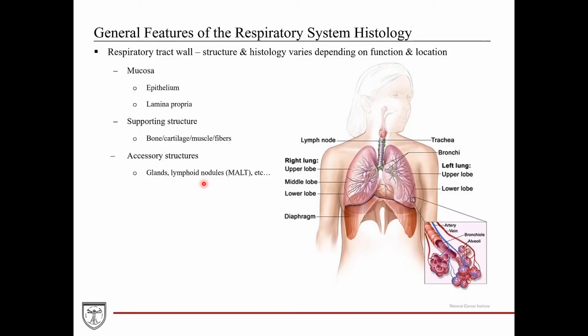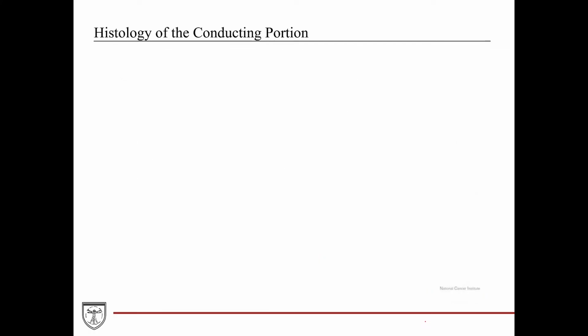These types of lymphoid nodules are not unique to the respiratory tract. They're also found in the gastrointestinal tract and urogenital tract as well, which are exposed to the external environment. We call the lymphoid nodules that are associated with any kind of mucosa throughout our body the mucosa-associated lymphoid tissue, or MALT in short. So expect to see lots of MALT, not only throughout the respiratory tract, but in other systems as well. Alright, now let's take a histological tour of the respiratory tract, beginning with the conducting portion.